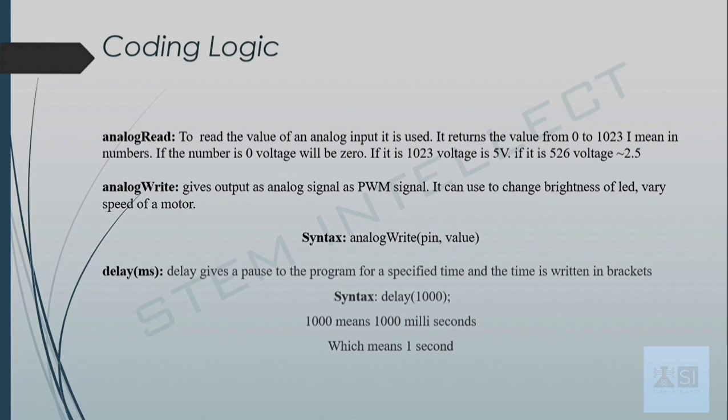Okay, so the last one is delay. MS means milliseconds. So delay gives a pause to the program for a specified time that you have mentioned within that bracket. So syntax is like delay(1000). So 1000 means 1000 milliseconds, which means 1 second.